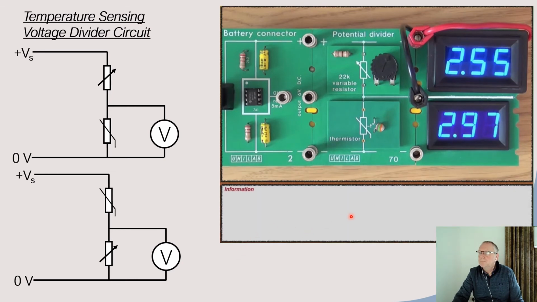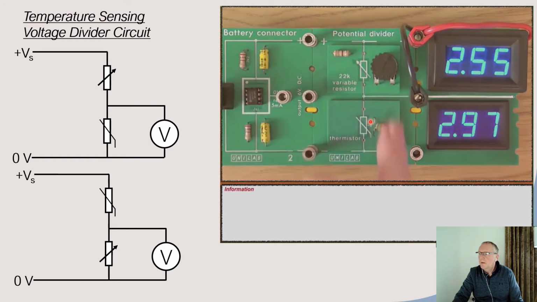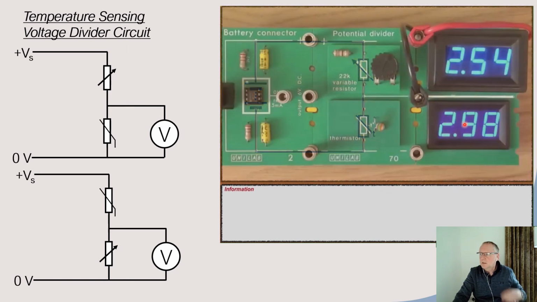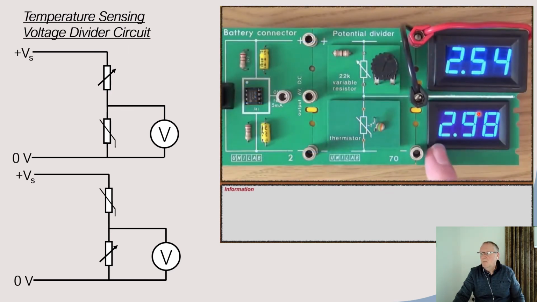Okay, so we have the same idea: variable resistor at the top, thermistor at the bottom, 2 voltmeters again. There's our simple voltage divider circuit. Remember, the voltage across this variable resistor and the voltage across the thermistor has to add up to the supply voltage. In this case, it's about 5.5 volts. And we're going to see what happens when I either heat the thermistor or let it cool down.